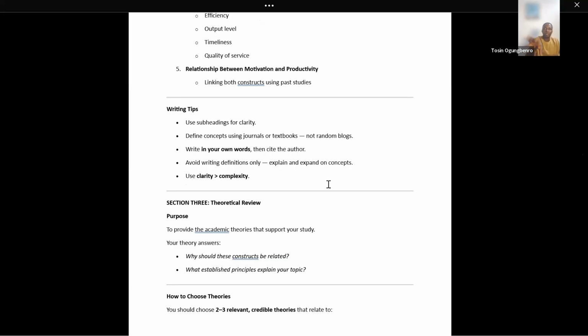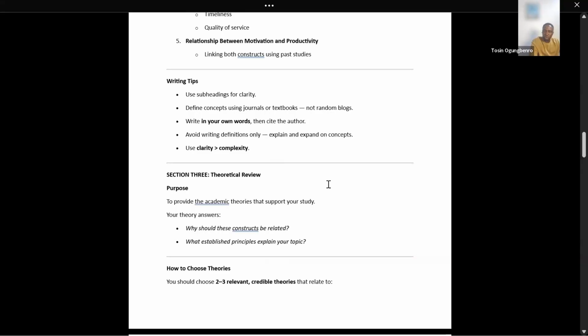So when you read something in a material, you still have to paraphrase it in your own words, and you still have to reference the person. You write in your own words, then you cite the author. Avoid writing definitions only; explain and expand on concepts. Use clarity, not complexity. Avoid complexity and try as much as possible to be clear.